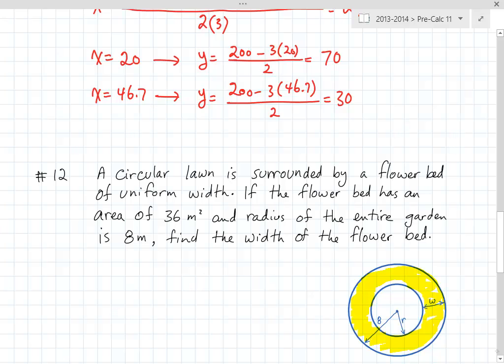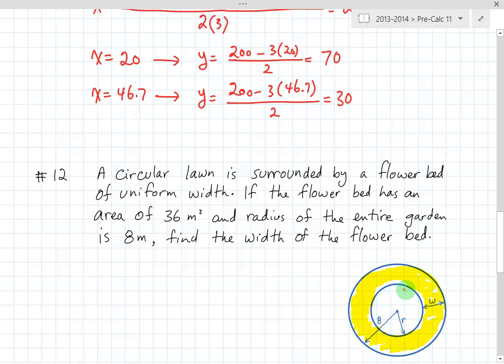So, we have this radius, right? So go ahead and do the drawing in your workbook. You have this radius 8, right? This is the width that we want to find. This is a uniform width around this circular thing, right?